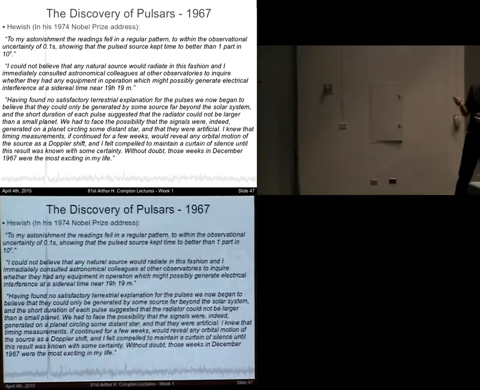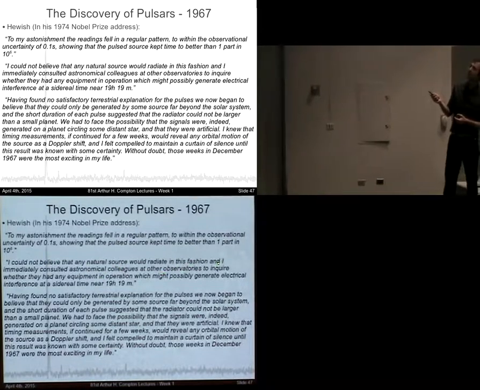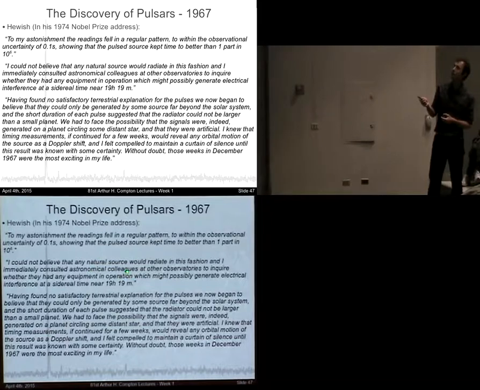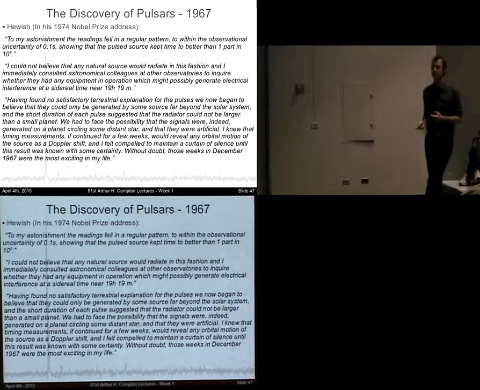I could not believe that any natural source would radiate in this fashion, and I immediately consulted astronomical colleagues at other observatories to inquire whether they had any equipment in operation which might possibly be generating an electrical interference signal at a sidereal time near 19 hours 19 minutes. Having found no satisfactory terrestrial explanation for the pulses, we now begin to believe that they could be generated by some source far beyond the solar system, and the short duration of each pulse suggests that the radiator could not be larger than a small planet.